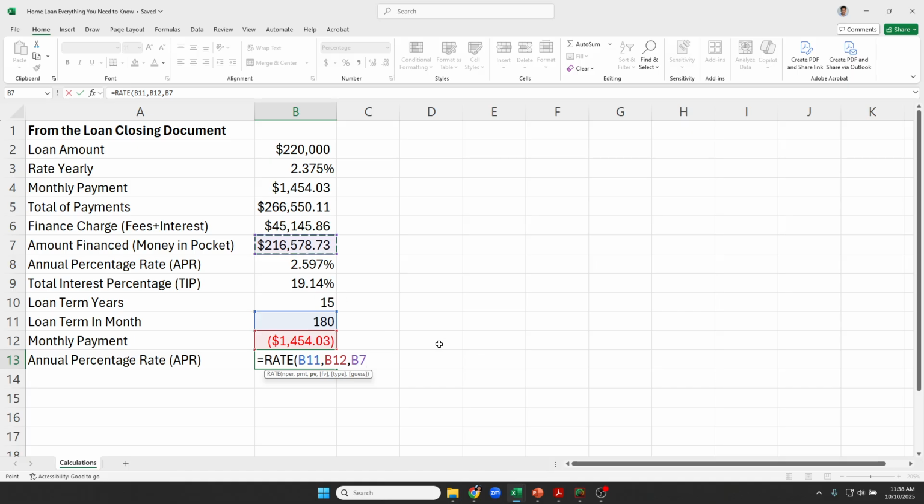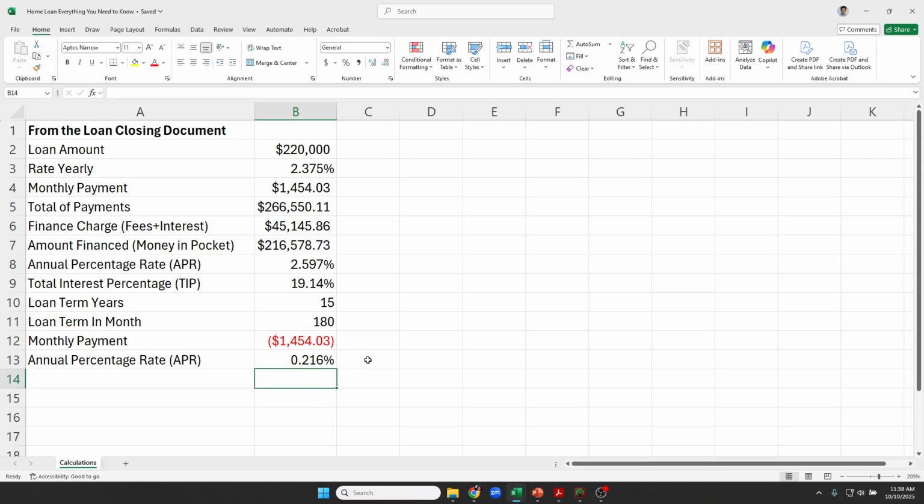Now, if you leave everything as it is, one important note: the number in Excel, if it's red within parentheses, those are usually negative, and then these black ones are positive. So for this rate function to work, one of the numbers must be positive, one must be negative. So this is per month. Now you have to multiply by 12. That's going to give you this APR, the exact same as what we have got in the loan closing document.